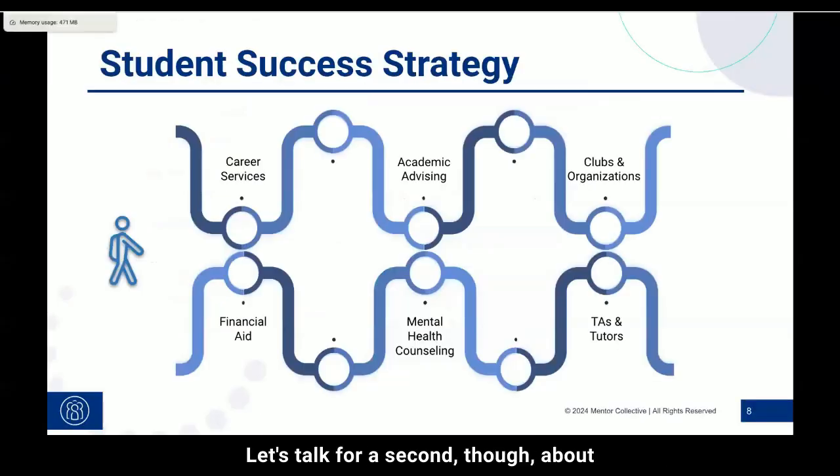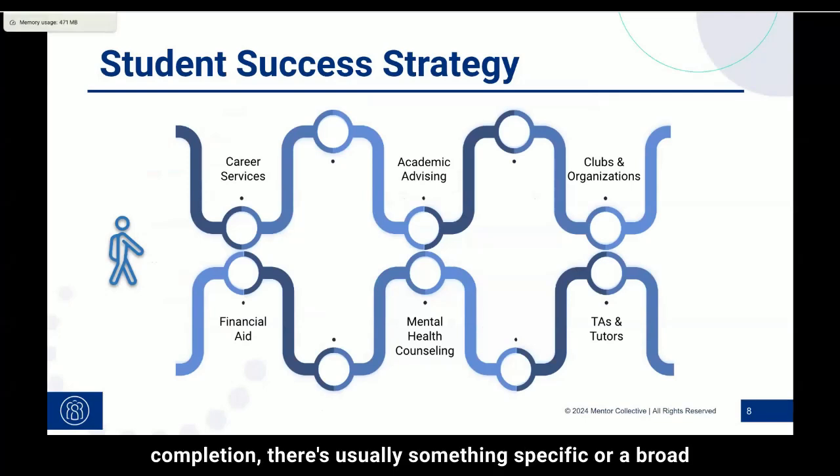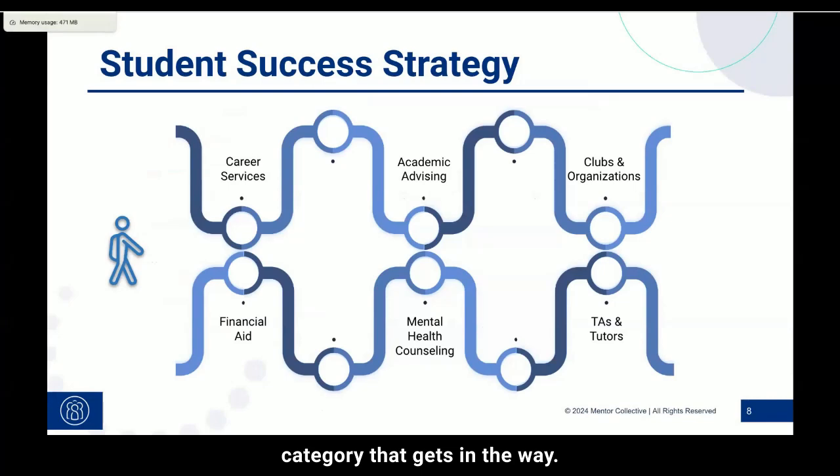Let's talk for a second, though, about what we mean by a student success network or a student success strategy in general. If you think about how a student can either not persist or not make it to completion, there's usually something specific or a broad category that gets in the way. It could be academics, in which case your campus probably has tutoring as part of the strategy or available to students.